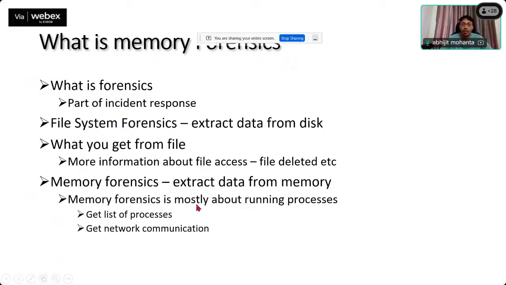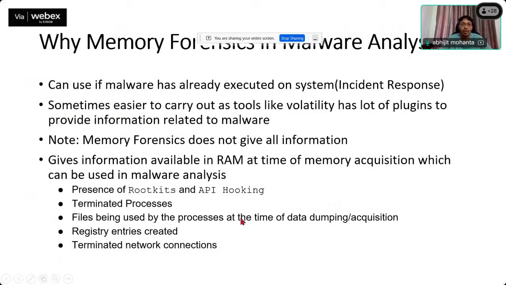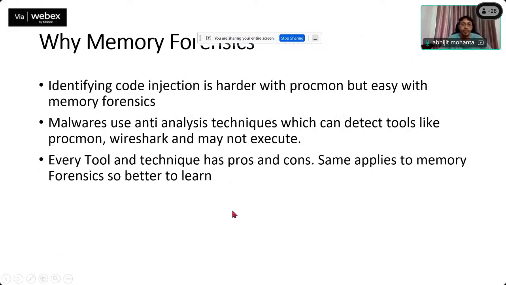Memory forensics is mostly about running processes, getting a list of the processes, getting network communication, all these things. It can be used to analyze a malware already executed, in an incident response case, because in incident response or real forensics cases, you are required to analyze the infected system. While in case of malware analysis, you can execute a malware and then do memory forensics. It gives much information, and things like rootkit analysis can be very easy here.